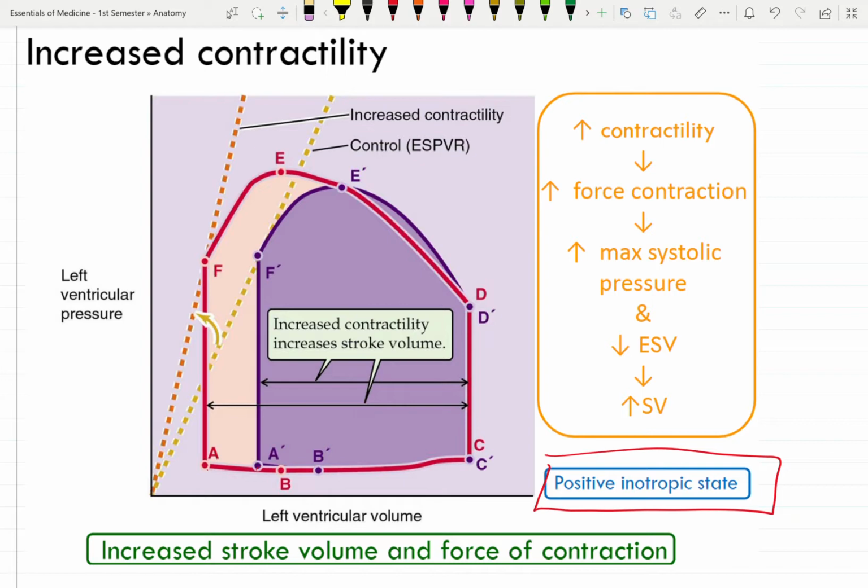Okay, so what happens if you increase contractility? Well, the force of a contraction will be greater. That's the first thing. And that is represented by point D towards E, right? Because you're going to have greater contraction, meaning you're going to be able to expel or eject more blood than what you normally are doing.